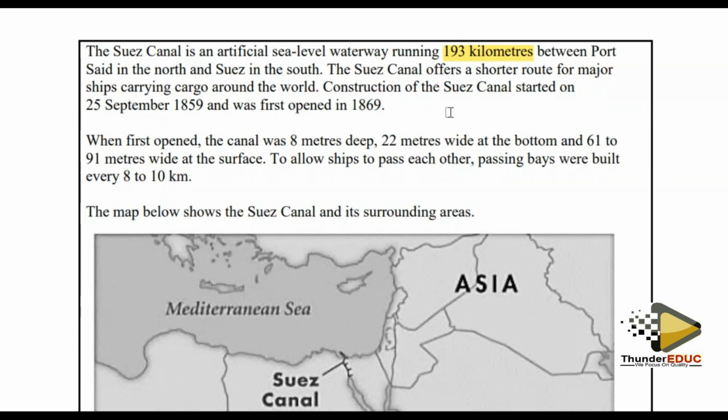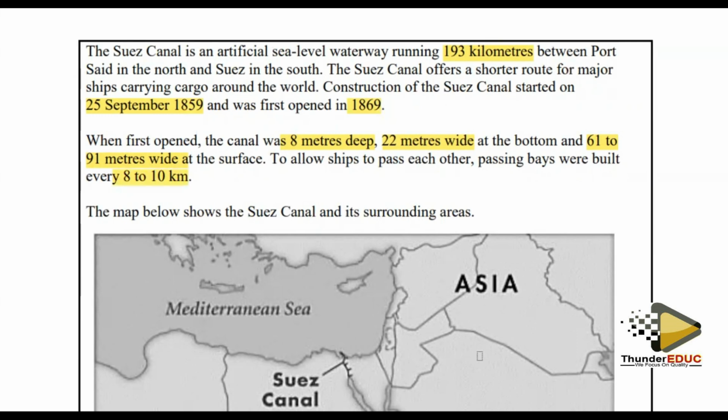Construction of Suez began in September and was first opened in 1969. When they first opened, 8 meters deep, 200 meters wide at the bottom, and 61 to 91 meters wide at the surface to allow ships to pass each other. Passing bays were built 8 to 10 kilometers.